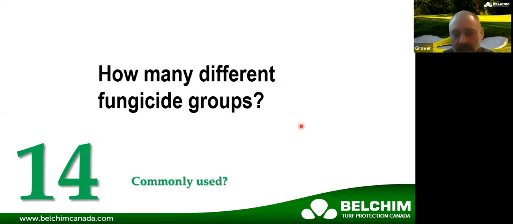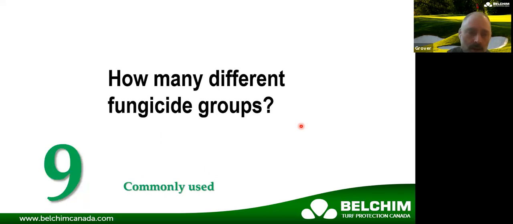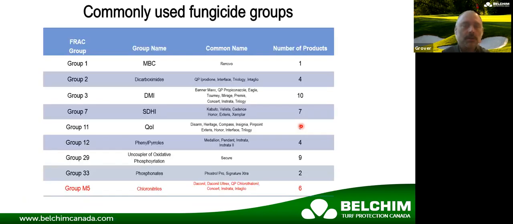But of those 14, how many of them are actually commonly used? Every year, how many of these groups are we actually accessing? When I look at it, I would say it's 9, especially for Western Canada, 9 commonly used fungicide groups. And here they are. I'm not going to go through every one. I'm sure you've seen this before.